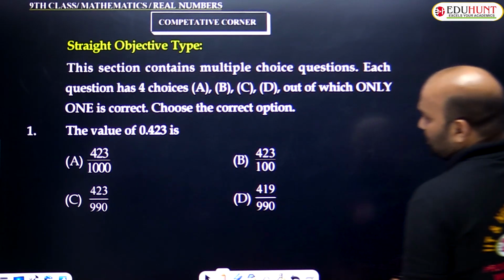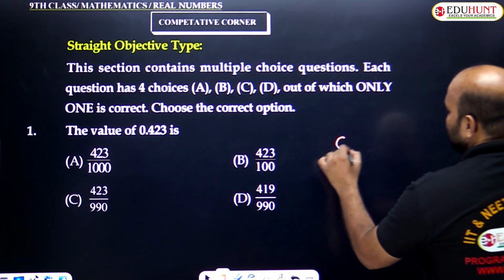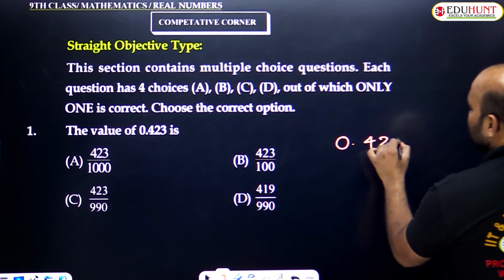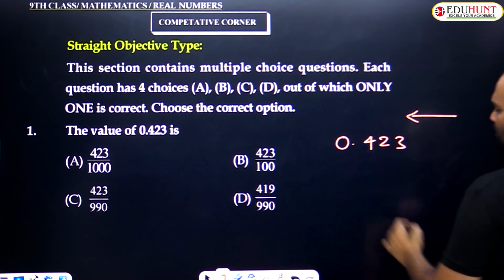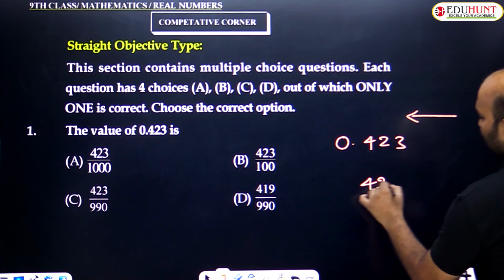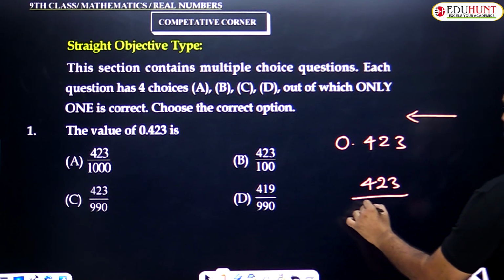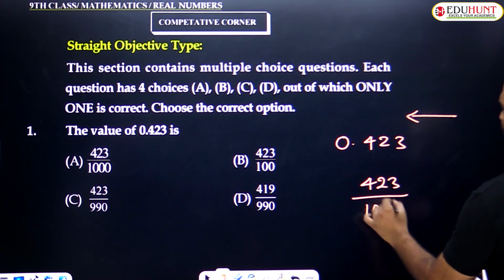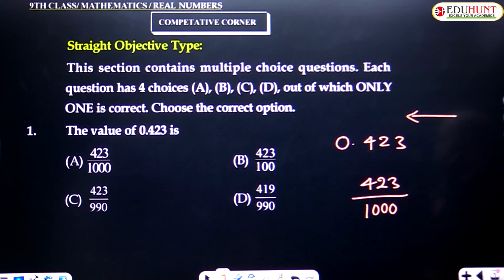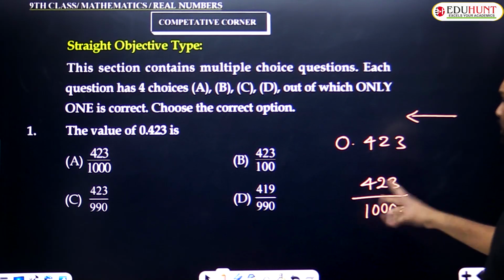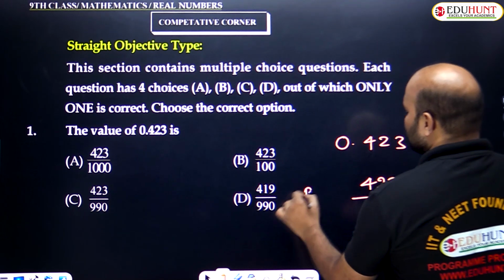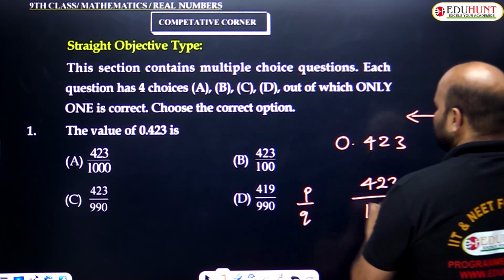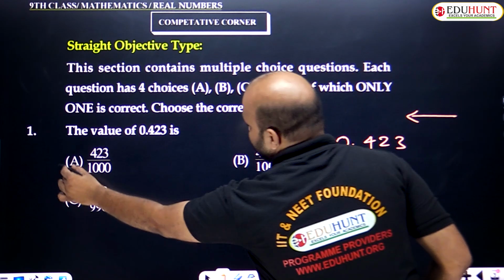It is a very simple question. What is given is 0.423. From the right side, the point is given after 3 places, so it can be written as 423 by 1000. This is called rational form, nothing but p by q form. It can be expressed as p by q because the options are also given in fraction form. So what is the answer? 423 by 1000. Option A is the right answer.